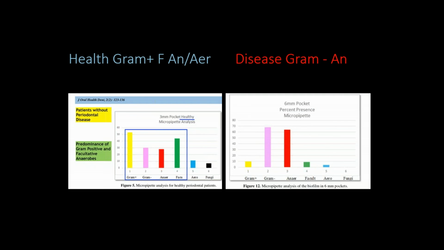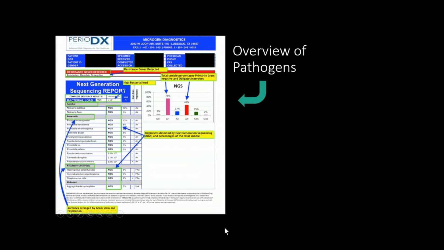So here's what you're looking at when you're looking at a patient that has a healthy situation as compared to a disease situation. Now, do you want to look at all the individual members that are here? Probably not. So let me show you what next generation sequencing, PerioDX, Microgen DX has done. They've put this graph on the chart for you. You don't have to look up all these bacteria and figure out what they are. It's here in a graphic form.